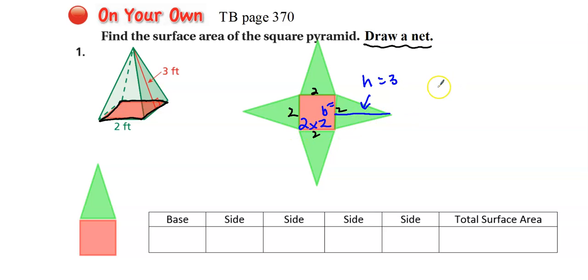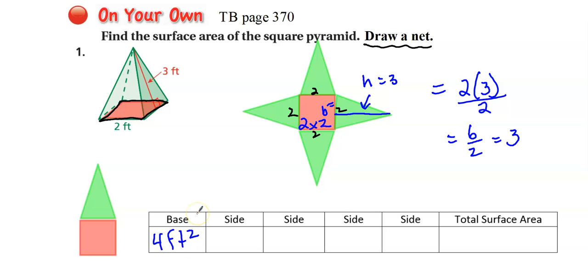And then the area of the triangle is base times height divided by 2. So I have 6 divided by 2, which equals 3. So the base is 2 times 2, which is 4, and the units are feet squared. So I have 4 feet squared for the base. And then each of the triangles, the lateral faces that you see, are 3 feet squared. So I can just go ahead and write 3 feet squared in all of these. And then I add up 3, 6, 9, 12, plus 4 is 16 feet squared.